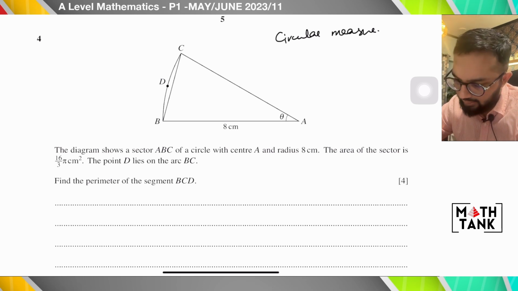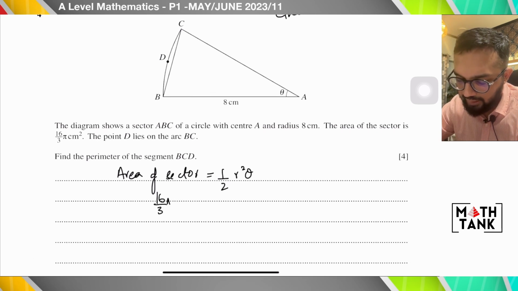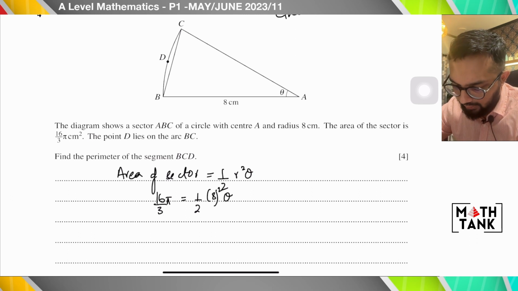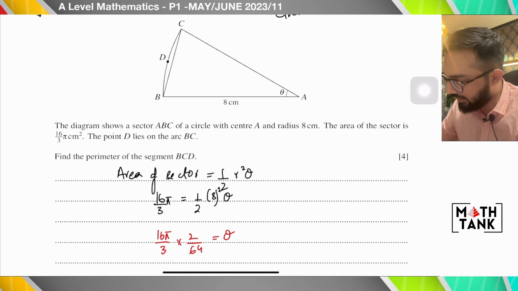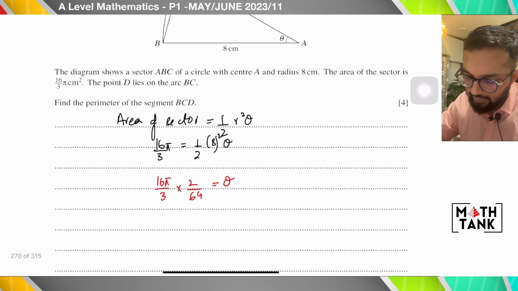So if I'm given the area, I can quickly go on and figure out theta for you. Area of sector is half r squared theta. So 16 pi over 3 equals half times 8 squared times theta. Okay, so that's 16 pi over 3 into 2 divided by 64 equals theta. Let's do that on a calculator. 16 into 2 divided by 3 into 64. And it gives me pi over 6.